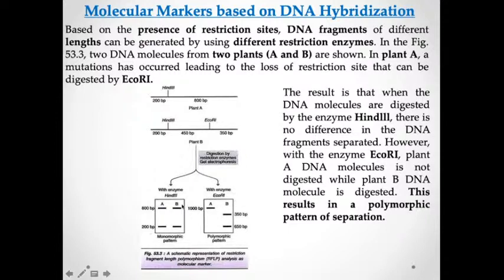So what results do you see? The first pattern, with HindIII, is monomorphic, since both have been cut equally. A and B both show 200 base pairs and 800 base pairs, because it is cut from here only. After 200, 800 will remain. But with EcoRI, in A you don't see any cut, so it remains at 1000 base pairs. But in B, you see these two different fragments, which results in a polymorphic pattern of separation in B. Clear? So plant A is not digested, plant B is digested.